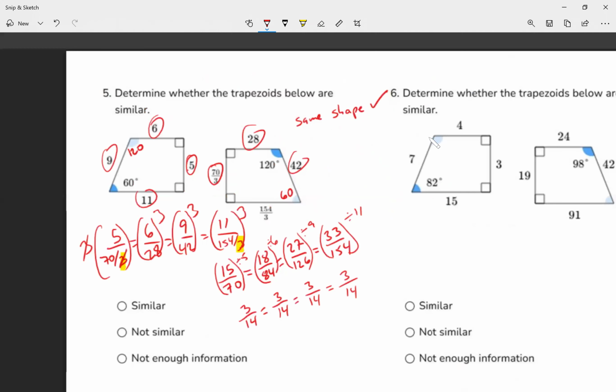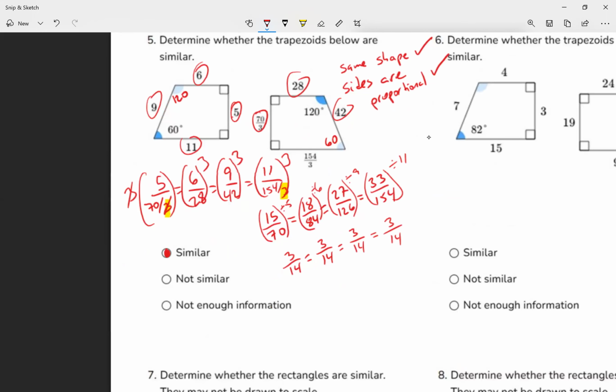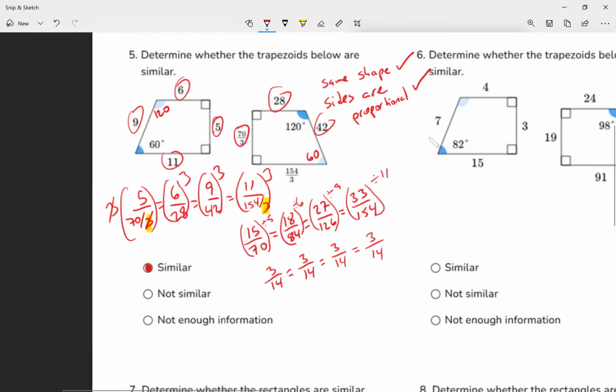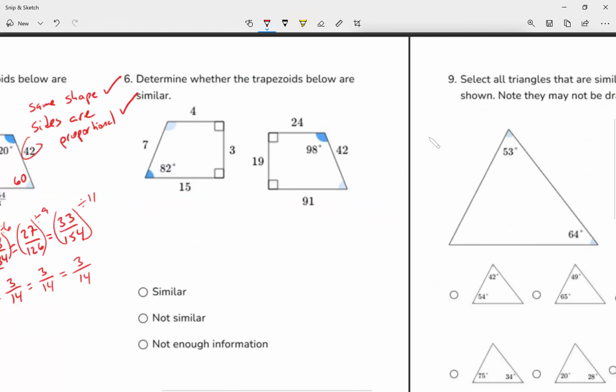Okay, so it was the same shape. Sides are proportional. Check. That means this is similar. In order for a figure to be similar, it has to have the same shape. That deals with the angles. Sides are proportional. Take a look at question number 6.